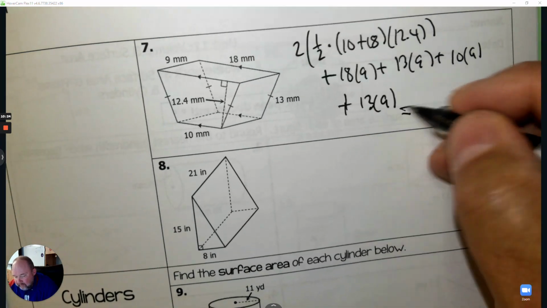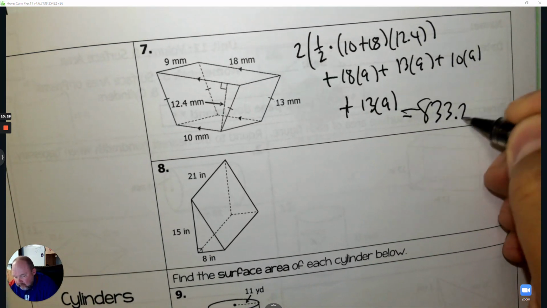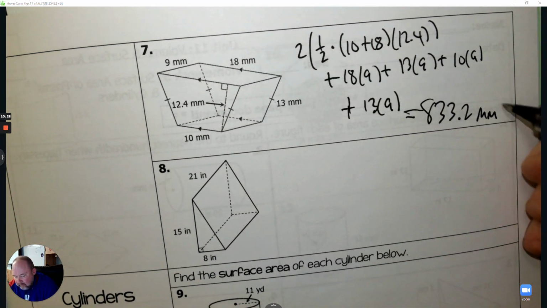I get 833.2, and that's millimeters squared.